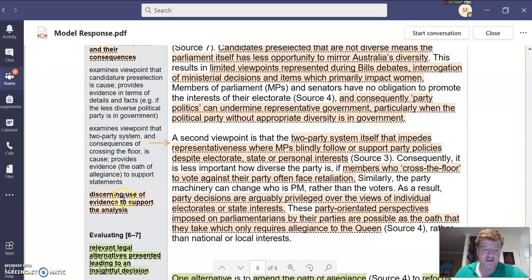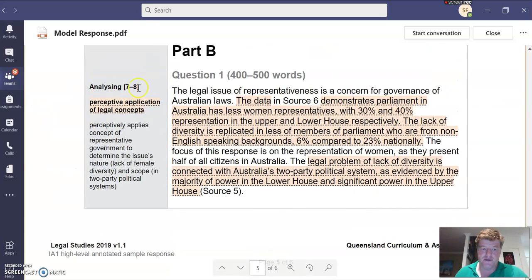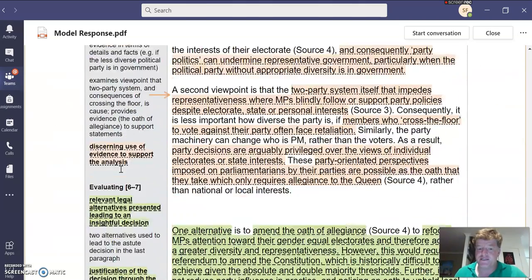Right, now, discerning use of evidence to support the analysis. So they referred to the different sources that are in that folder that we started with. You can have a look at different sources to support their analysis. So that's the first criteria looked at. Two different viewpoints, evidence used to support the analysis, and legal concepts around the scope of a perceptive application of legal concepts around the scope of the problem, which is the issue of representative government. So that's the first criteria we looked at.